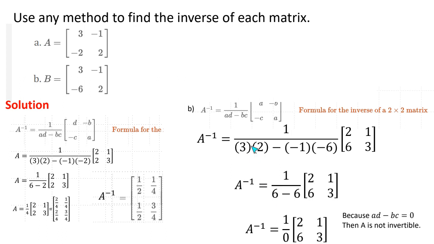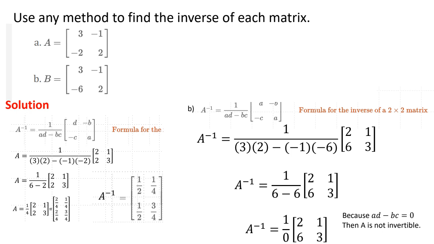Let's simplify. 3 times 2 is 6. -1 times -6 is +6. So we end up with 6 minus 6, which is 0. And if we divide by 0, then what happens to us, Mr. Carizales? We cannot divide by 0, right? So if that happens, then we say that there's no inverse. Another way to say it is that A is not invertible, so it has no inverse.